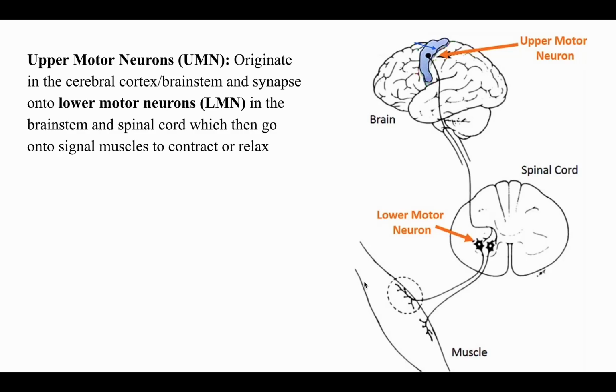In today's video, we'll be talking about upper motor neurons. Upper motor neurons originate in the cerebral cortex or the brainstem and synapse or connect onto lower motor neurons in the brainstem and spinal cord, which ultimately go on to send signals to tell muscles to contract or relax.